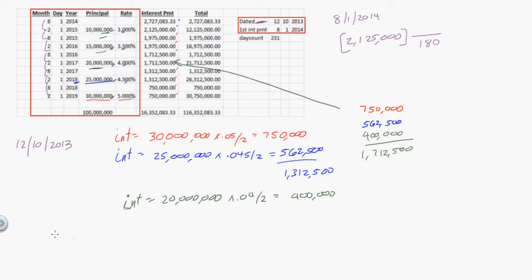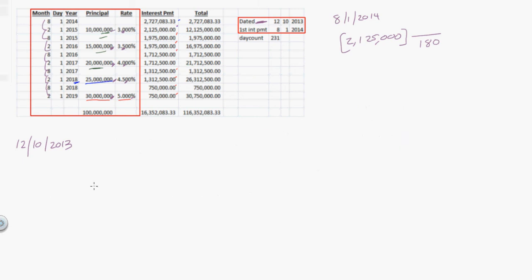Now, let me get some of this stuff cleared off. Okay, now it's a little cleaner. These things are born on 12/10/2013. This is the dated date, that's when they begin to pay interest. The first interest payment is on August 1st, 2014. So that's not 180 days from that date to that. So you should get more than 180 days worth of interest because you've had more than 180 days of the bond being alive. So how many days is it from the dated date to the first interest payment date?